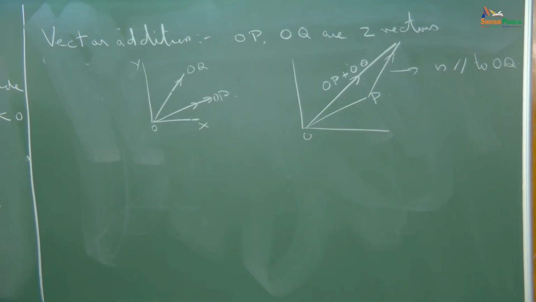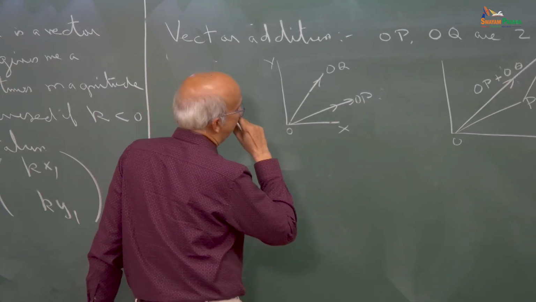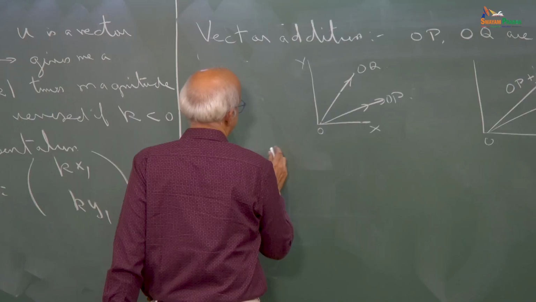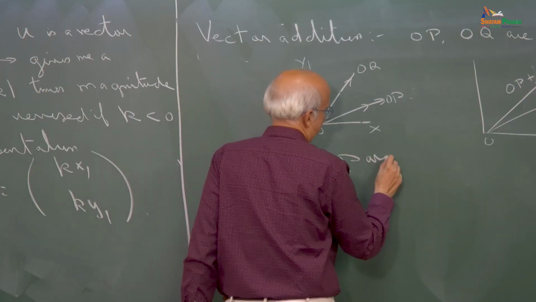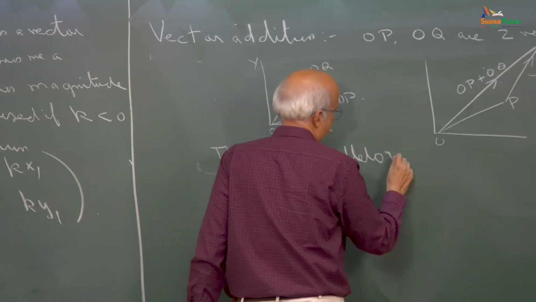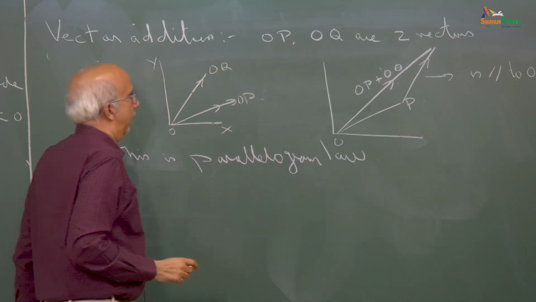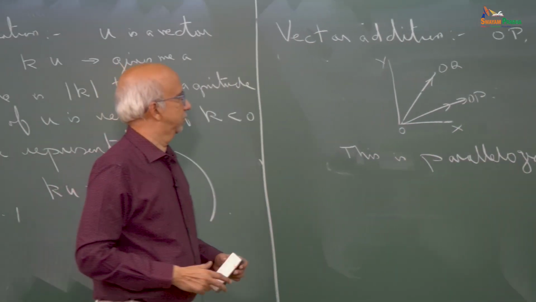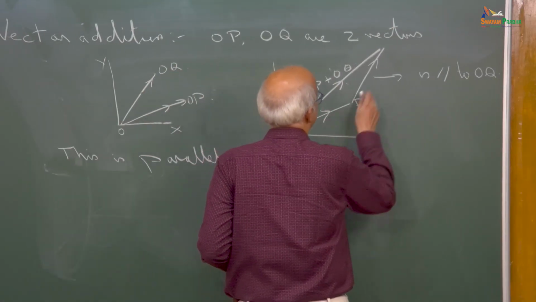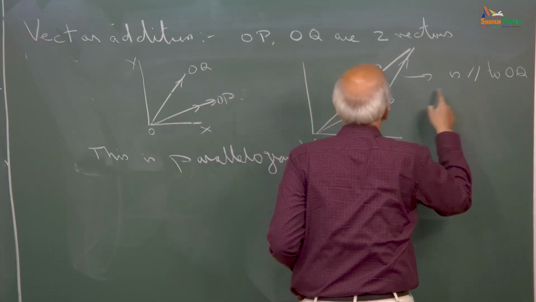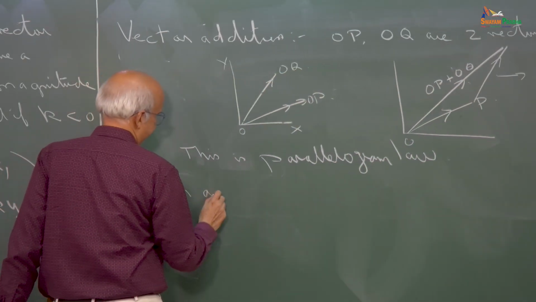In the algebraic representation, what happens? So, this is the parallelogram law. I am not going to write it down. All I have done is written OP, drawn OP exactly the same, and this vector is parallel to OQ with the same magnitude.